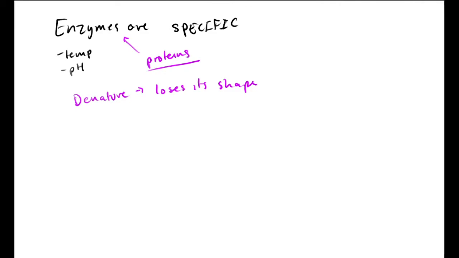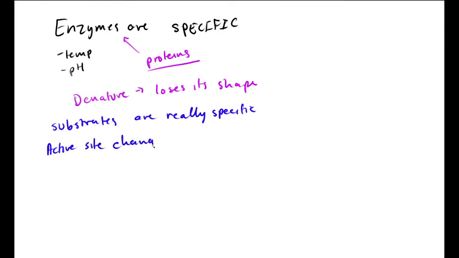Why is this important? Well, much like how the enzyme is specific to its environment, an enzyme is also specific to substrates. Substrates are really specific as well. We talked about the active site, and the active site specifically binds to substrates. So if this active site changes shape due to this denaturation, then all of a sudden, substrates can't enter the active site.